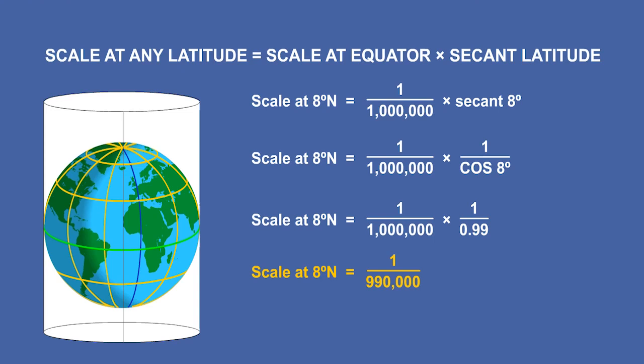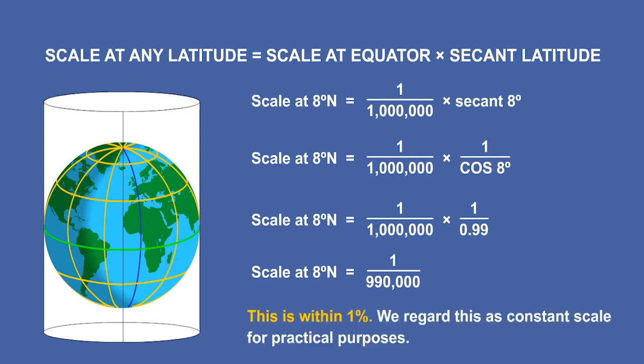We use this as an example of how to calculate scale expansion using the Mercator scale change equation. However, 8 degrees latitude also has a particular significance. Our calculation has shown that between 8 degrees north and south, scale is within 1% of that at the equator. We regard a scale distortion of 1% or less as being constant scale, for most practical purposes. This means that between 8 degrees north and south, Mercator chart distances can be measured with a ruler, and the error will be generally acceptable.